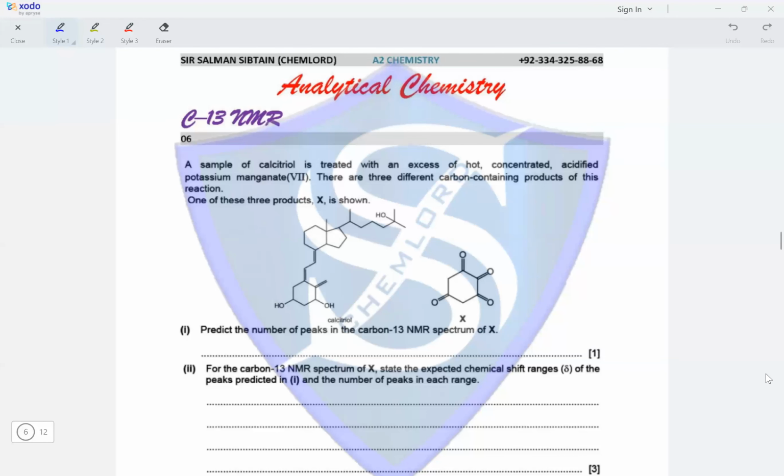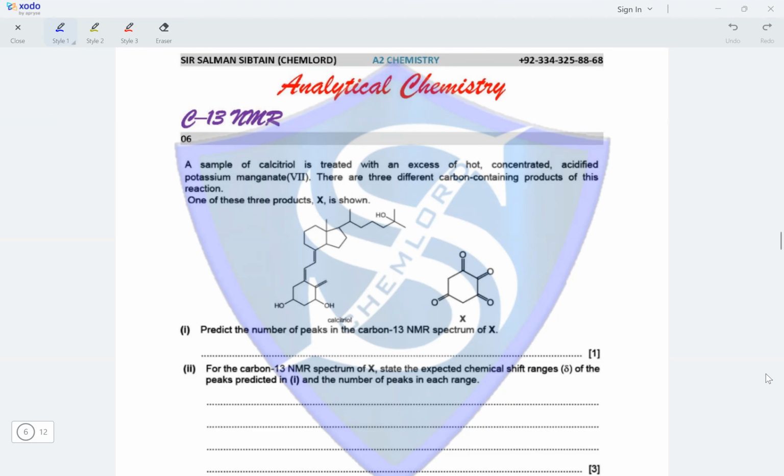Question 6. A sample of calcitriol is treated with an excess of hot concentrated acidified potassium manganate 7. There are three different carbon-containing products of this reaction. One of these products, X, is shown. Predict the number of peaks in the carbon-13 NMR spectrum of X.